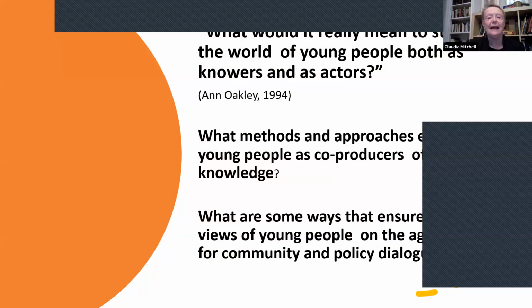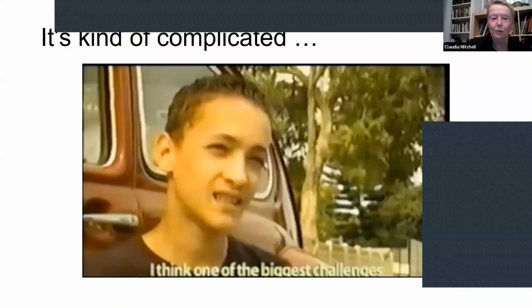What would it really mean to study the world of young people, both as knowers and as actors? To that question, I've been working on what methods and approaches are most effective in supporting young people as co-producers of knowledge about health and social issues. And thirdly, what are some ways that ensure that the views of young people are on the agenda for community and policy dialogue? So, going beyond what we thought about in relation to Fire and Hope.